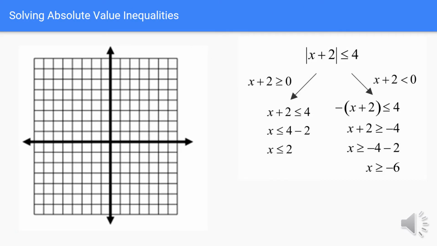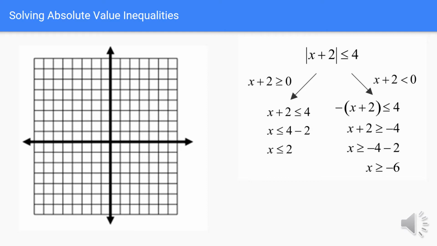Again, here's another example. If we were to graph it, we would graph the function absolute value of x plus 2. In other words, a v shifted to the left 2, and we would find all the values for which it was smaller than 4. We would draw a horizontal line at 4 and shade in all of those x values that are below 4.